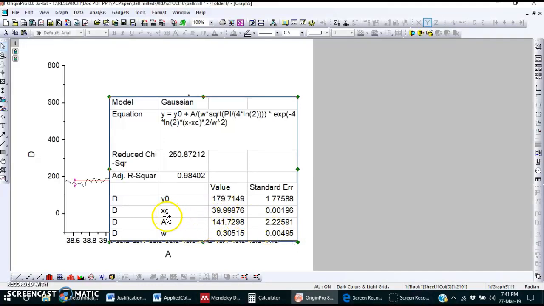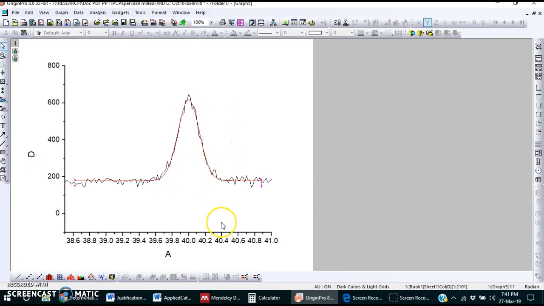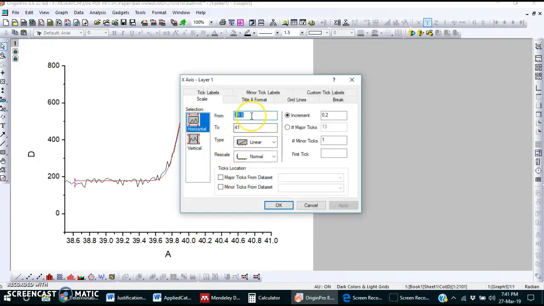So here you can see the position of the peak is 39.99876. This is 2 theta, and this 0.30515 is FWHM in degree. Remember, we use this FWHM in the WH plot in radian, so we need to convert it to radian. Now it is in degree.